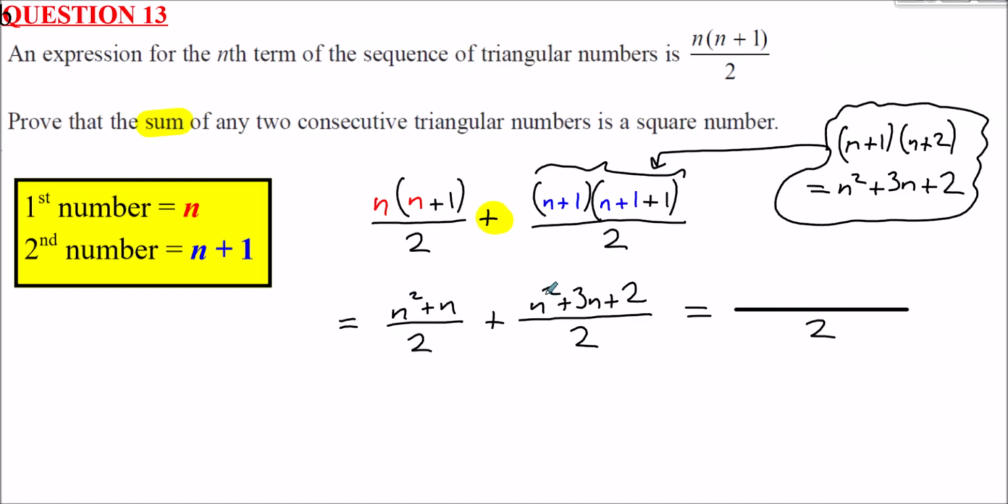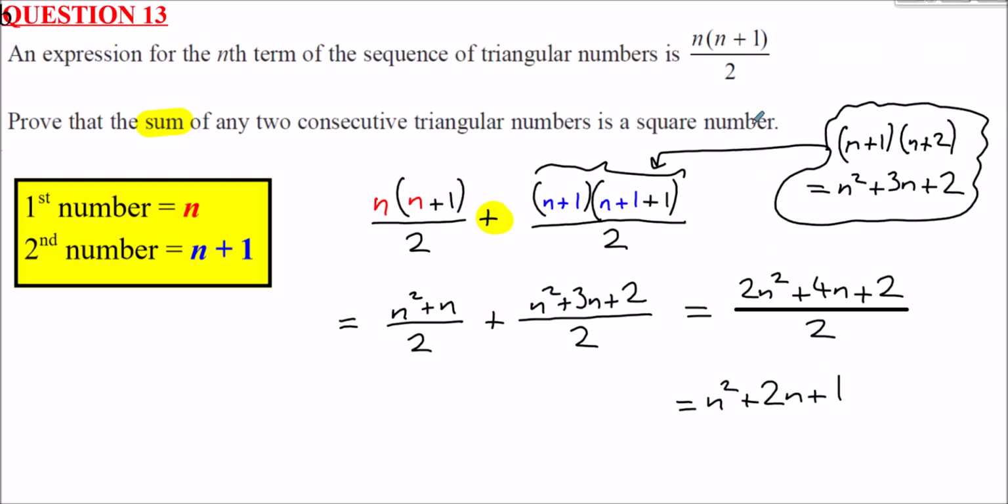n squared plus n squared will become 2n squared. n plus another 3n will give 4n. And then I've just got a constant 2 to consider, like so. All of this is being divided by 2, and all these terms are even, so I can just halve them all. Half of 2n squared is a single n squared, half of 4n is 2n, I mean to say. And then half of 2 is 1.